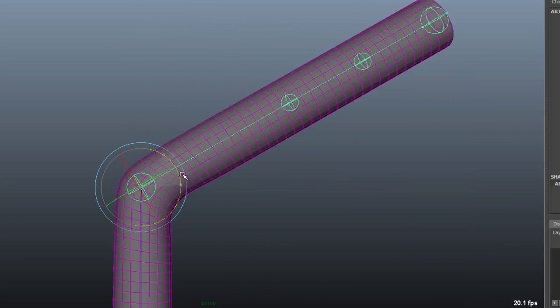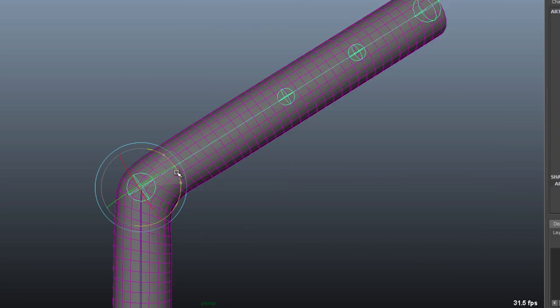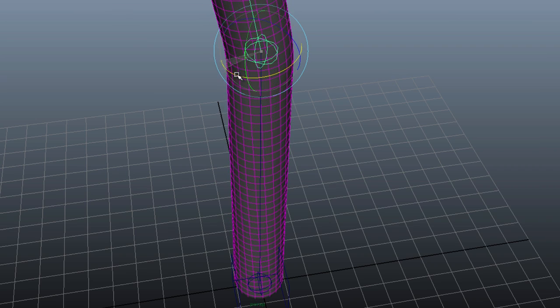Really, a character is a series of tubes. A character is a tube for an arm, a tube for a finger, a tube for a torso. If you can solve the deformation problems of deforming a long cylinder appropriately, and that always looks good, you've pretty much solved 90% of the problems of deforming a character.